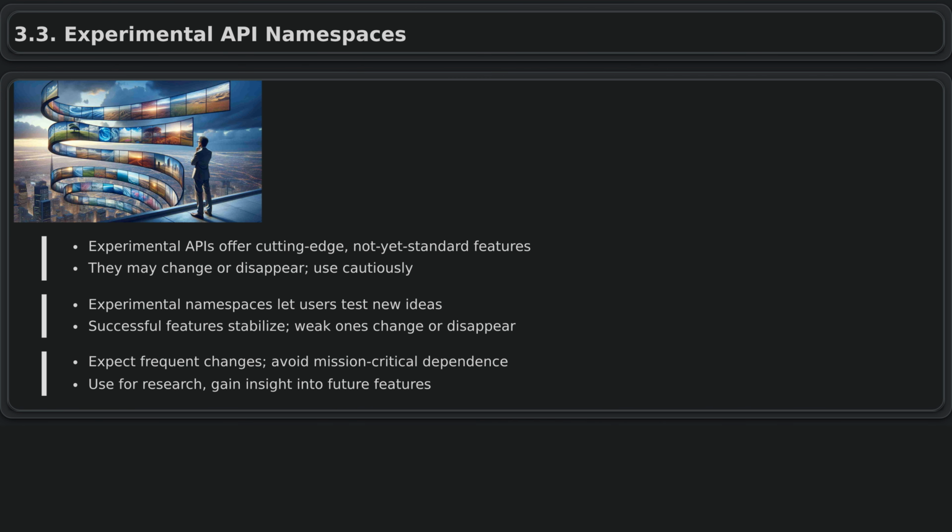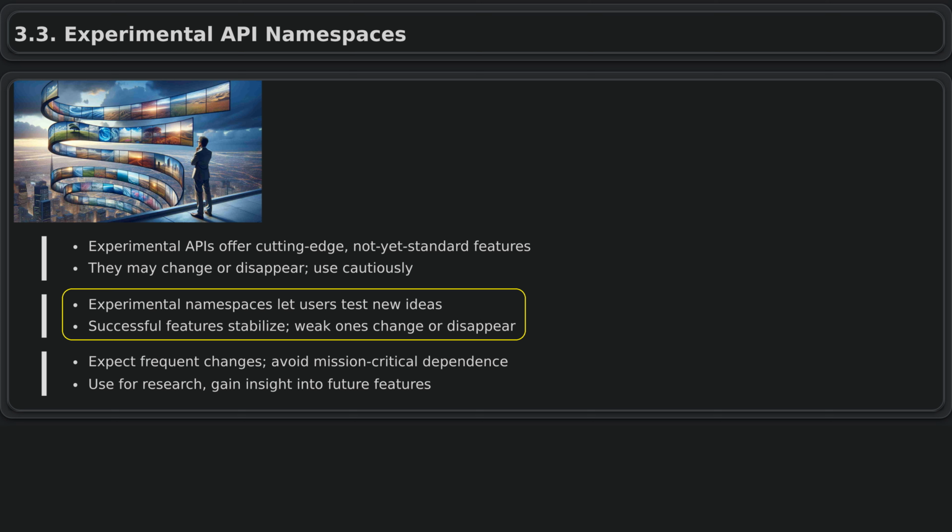Experimental API namespaces. Experimental namespaces in TensorFlow contain cutting-edge features intended mainly for researchers and advanced users before they become standard. These experimental APIs, available in 2026, may offer new training methods or hardware support, but they are not yet stable. Their design and behavior can change significantly or even be removed based on feedback and performance. As a practitioner, you should explore them with interest, but use caution, especially for projects that require long-term reliability.